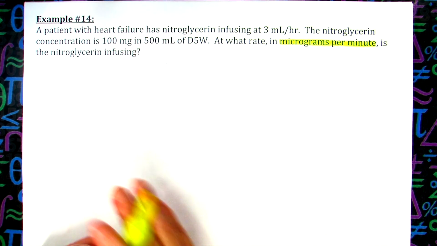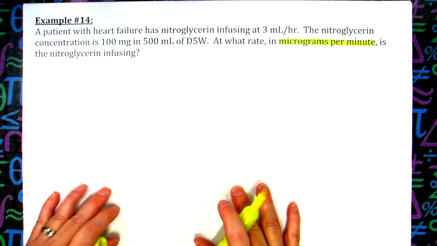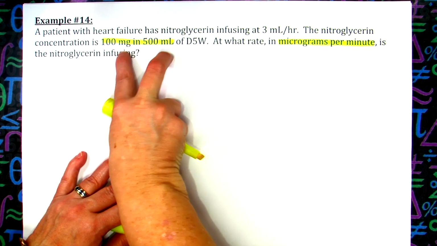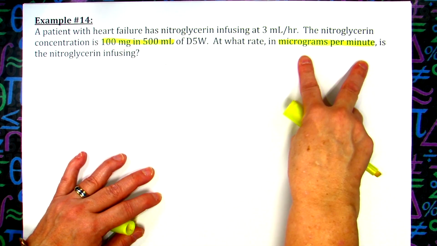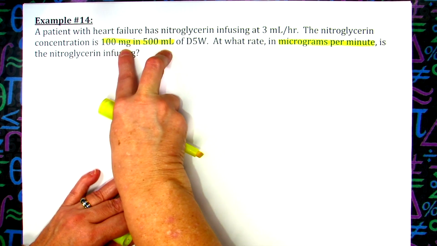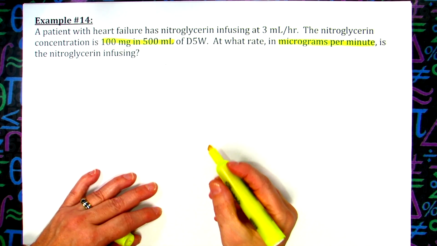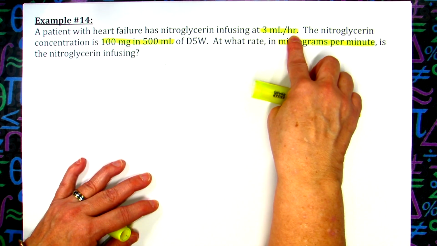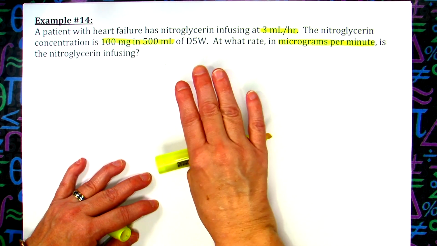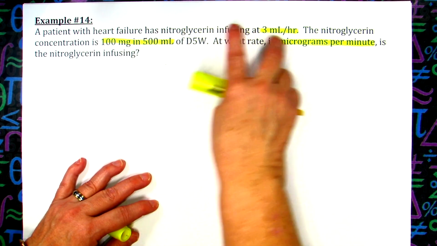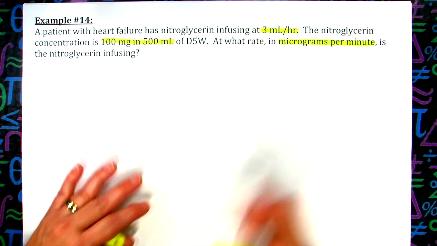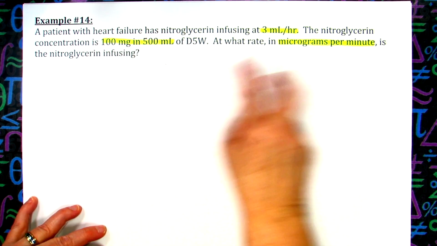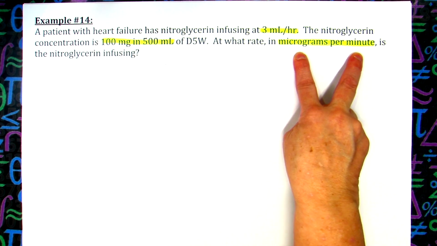All right, now if I look at everything that they have given me, my available concentration is 100 milligrams in 500 milliliters. Neither one of these two labels do I need in my answer, so I'm going to have to get rid of both of those labels. If I look at what was ordered, 3 milliliters per hour, I'm going to have to get rid of those labels as well. So it doesn't matter which one of those two I start with. I can start with the available concentration or with what's ordered, because all 4 of those labels have to go away, since I've got to get down to micrograms per minute.